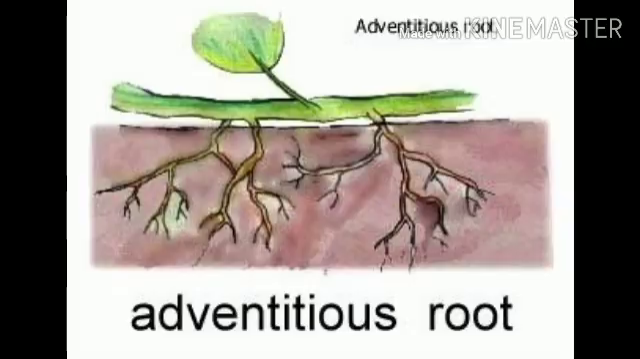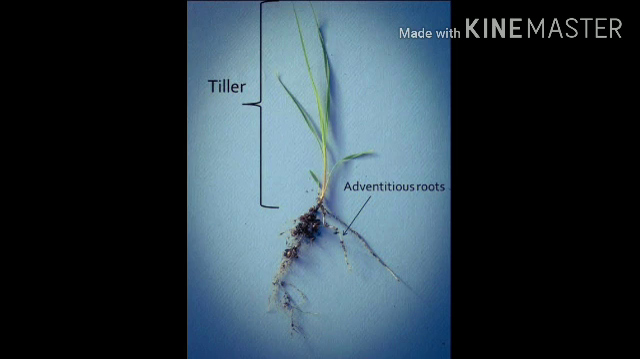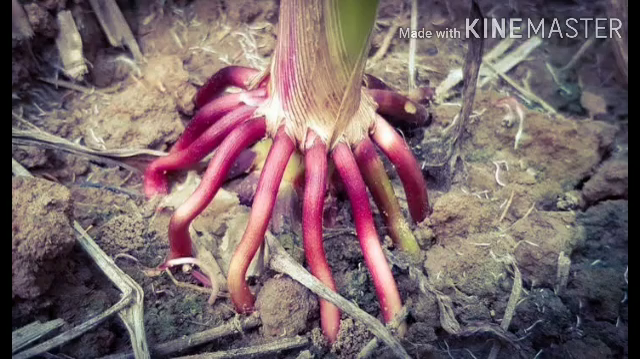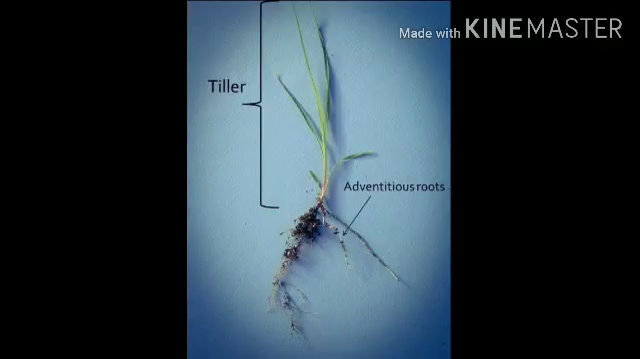They are found in some plants such as banyan, sugarcane and mangrove plants. They originate from different parts of the plant such as stem, leaf and branches. They don't originate from the radicle. That's why they are specialized and known as adventitious roots.